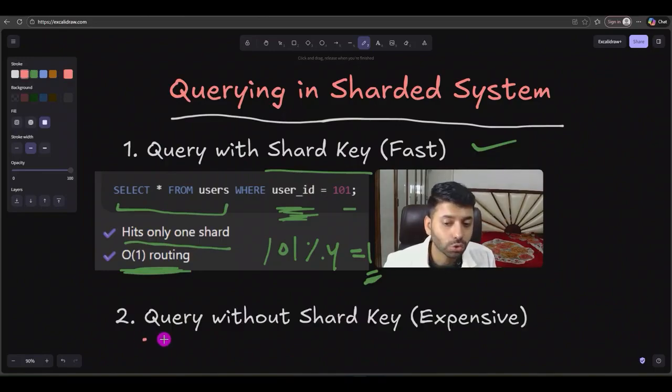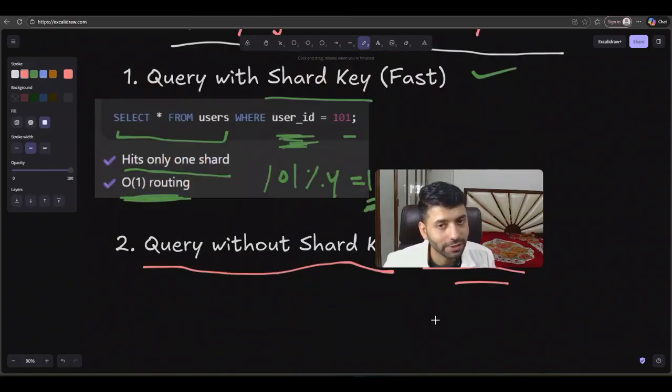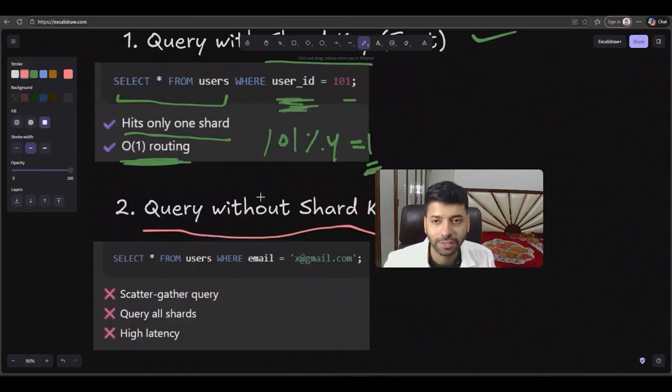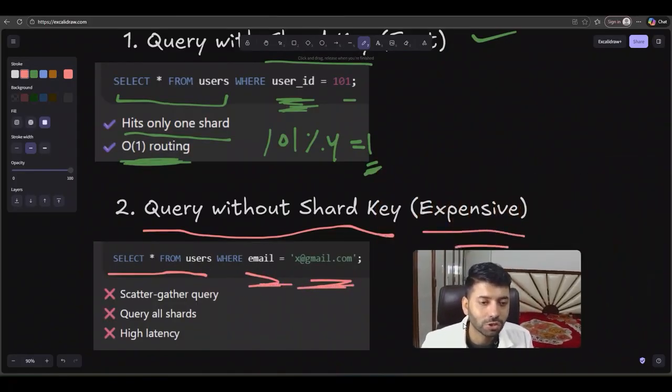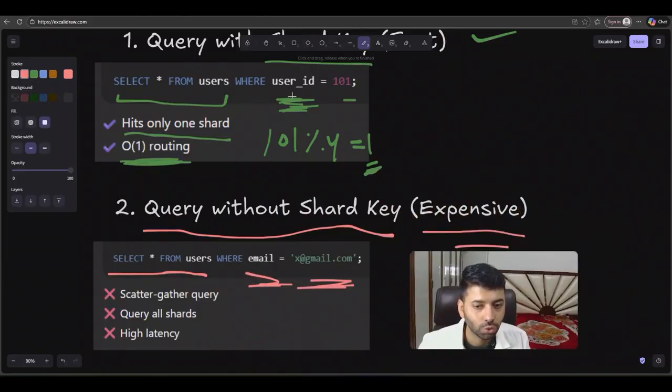Now the second case is query without the shard key, and that would be really expensive. Let's see an example for the same. So here is the example. We are doing select star from users where email equal to this, and email is not our shard key. Our shard key was user ID, correct?